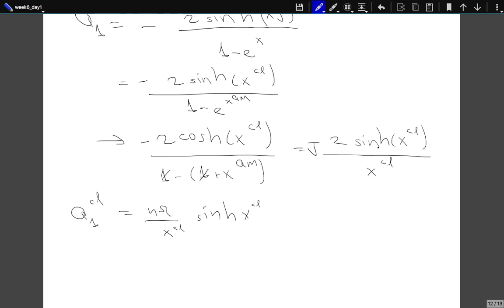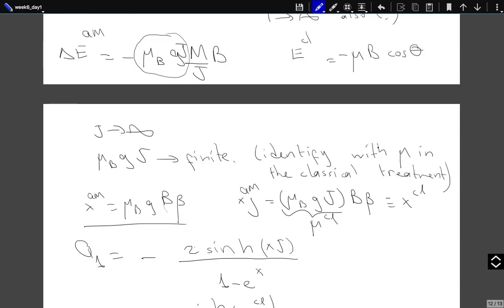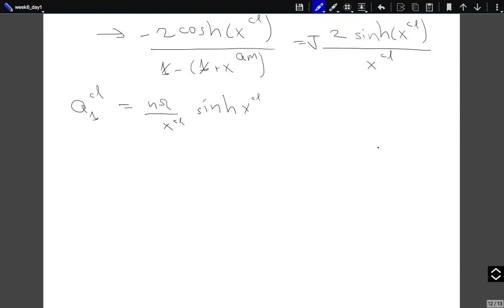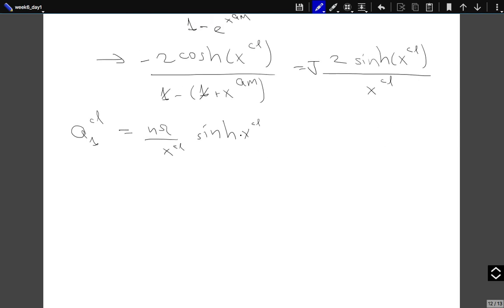So up to overall constants, in this limit that we defined over here, J goes to infinity, G goes to 0, such that G times J is finite, we do recover the classical results. You say, okay, there's this overall proportionality constant difference, but as I said, when we are calculating the entropy, the energy, etc., we are basically taking derivatives. And hence these will not be relevant in that case.